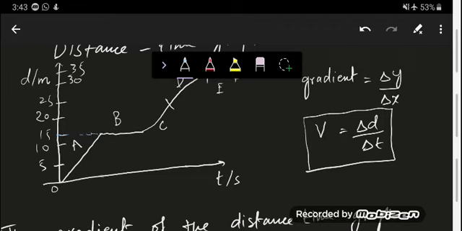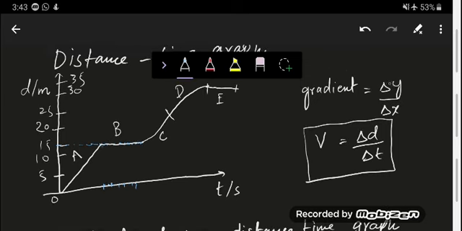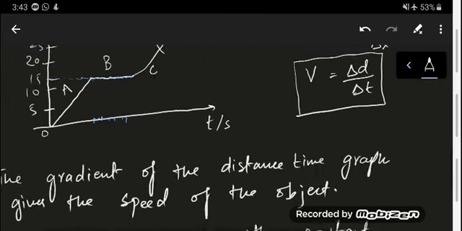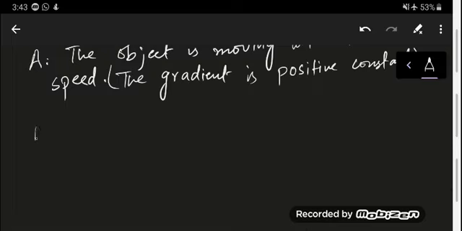You see, as the time is increasing, the distance is not changing. The distance is the same. As the time is increasing, the distance is not changing. So this tells us that the object is at rest. So the gradient is zero here. You can see that the change in y coordinate, that is delta y, is zero. There is no change in the y coordinate. There is no change in the distance. So at part B, the object is at rest.